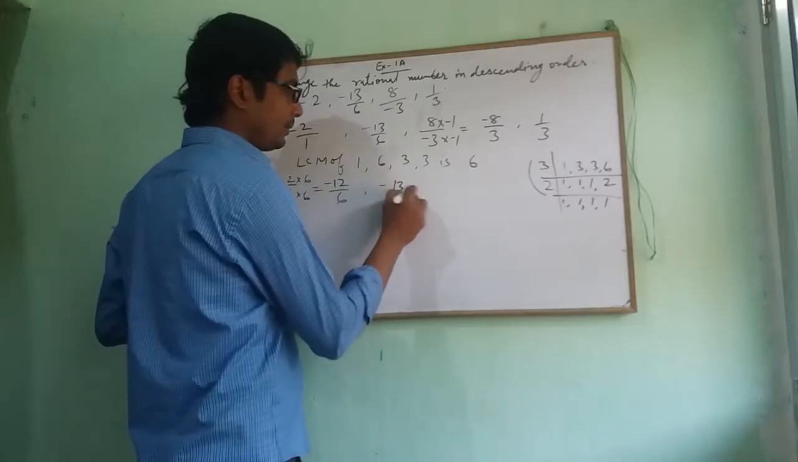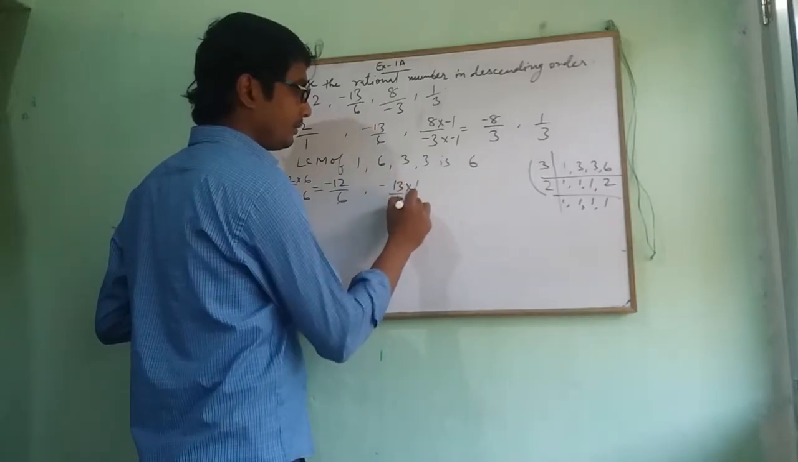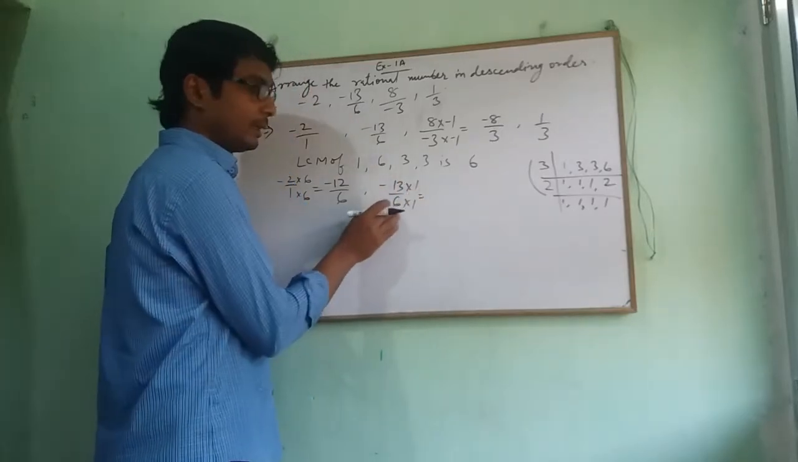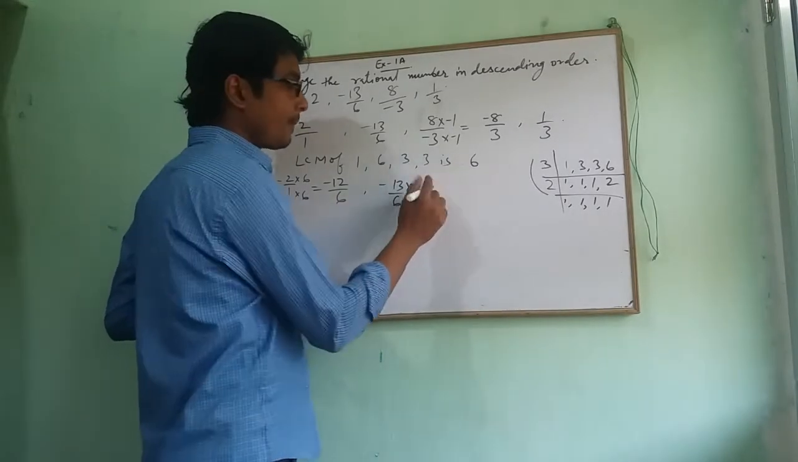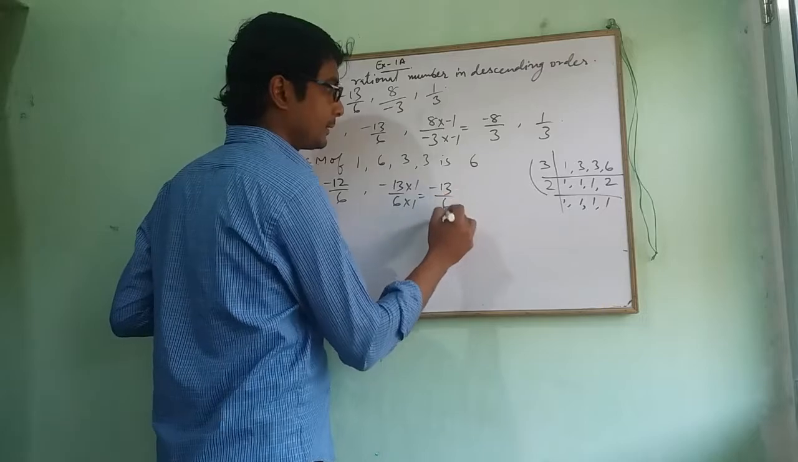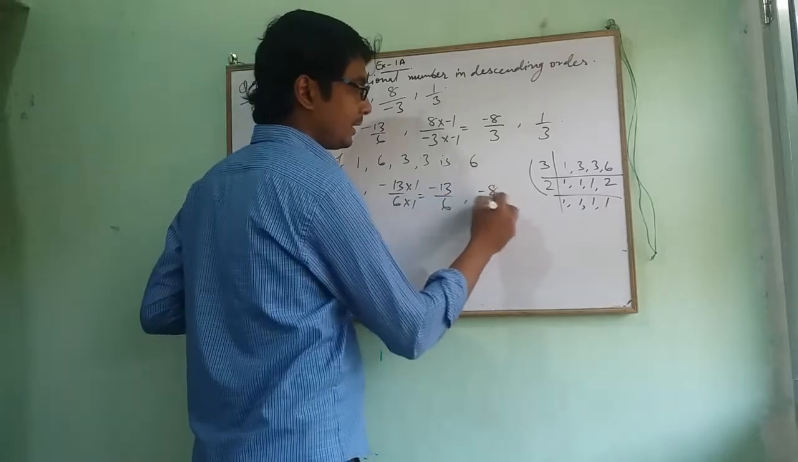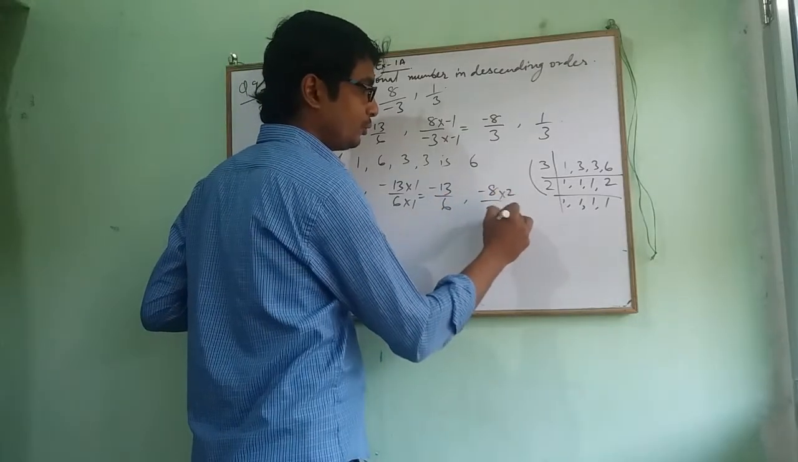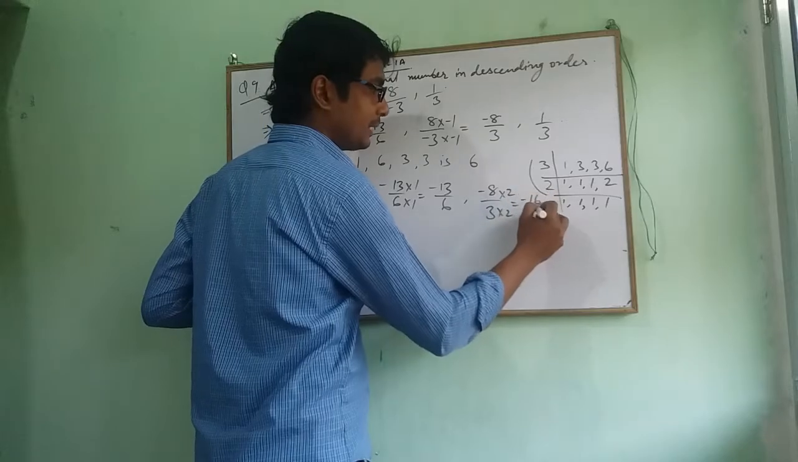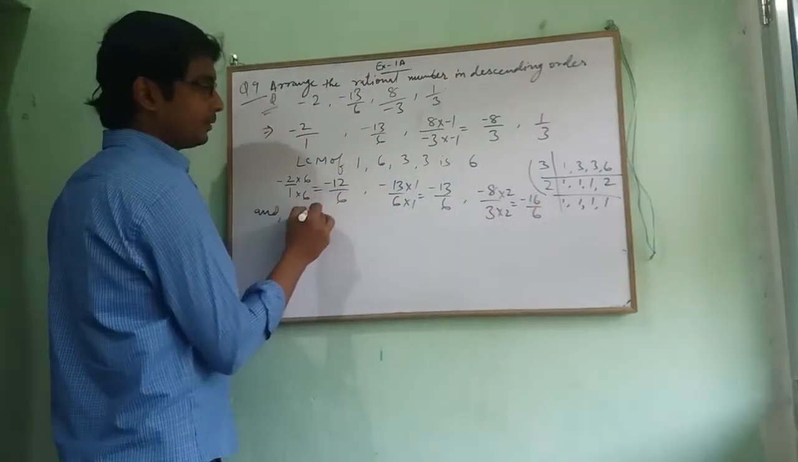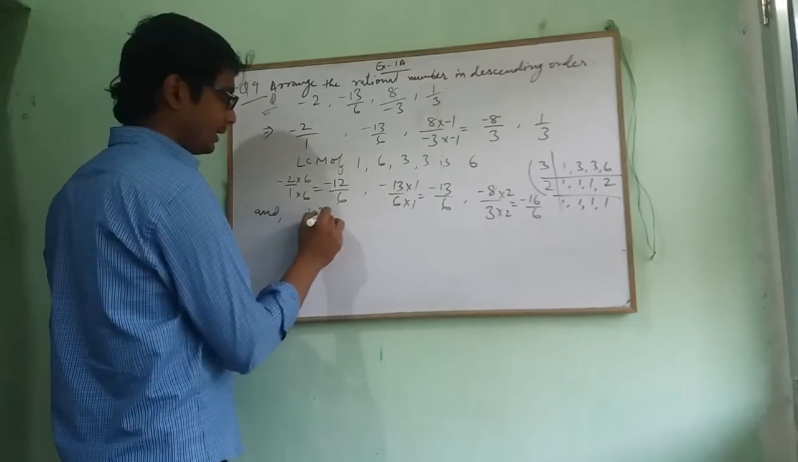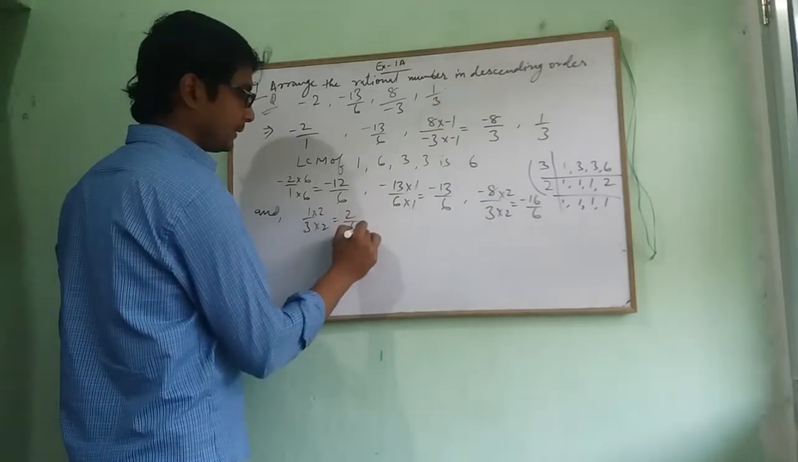Then minus 13 by 6. I will multiply by 1 because the denominator is already equal to the LCM. So I will write minus 13 by 6. Then minus 8 by 3, I will multiply by 2, it becomes minus 16 by 6, and 1 by 3 I will multiply by 2, so it becomes 2 by 6.